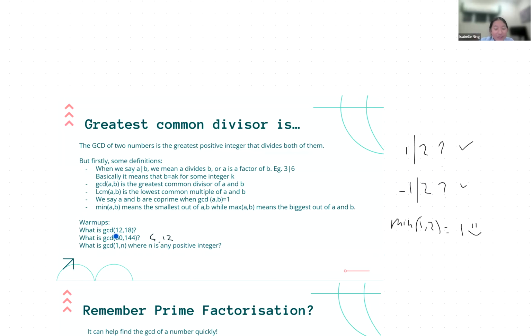Okay, so the last one, greatest common divisor of 1 and n. The divisors of 1 are basically only 1 and -1. And the biggest of that is just 1. And we also know that 1 divides n. Therefore, GCD of 1 and n equals 1. Okay, good job.